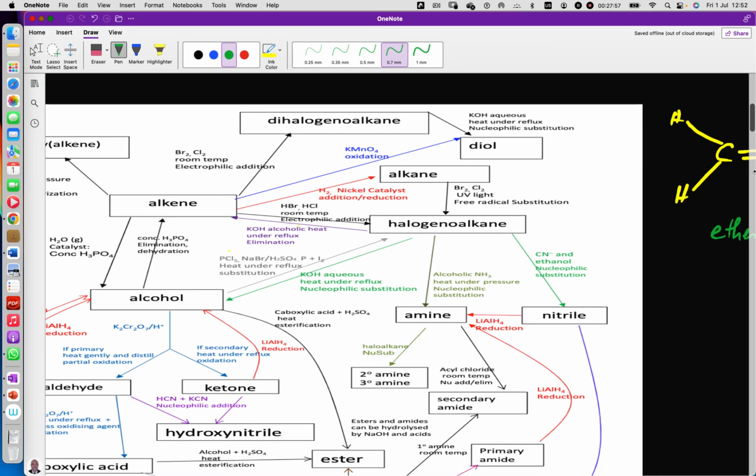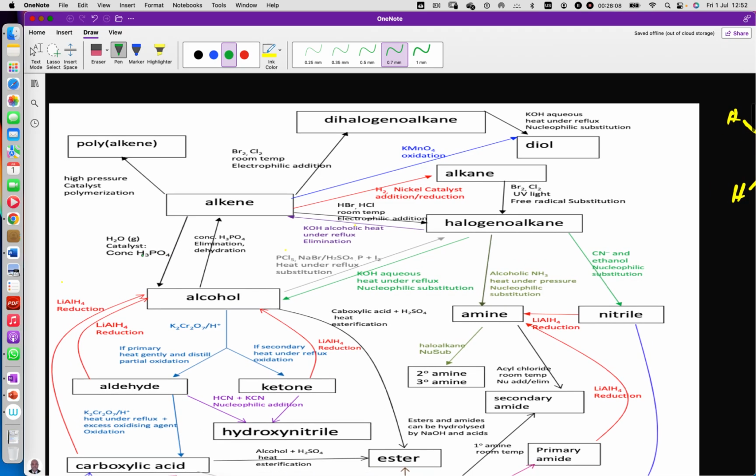Let's see another reaction of alkene. We want to finish with alkene. Alkene can undergo hydration using phosphoric acid as a catalyst to produce an alcohol, and that alcohol will be ethanol.